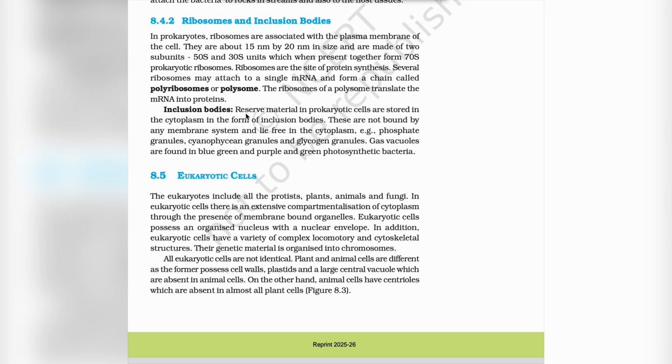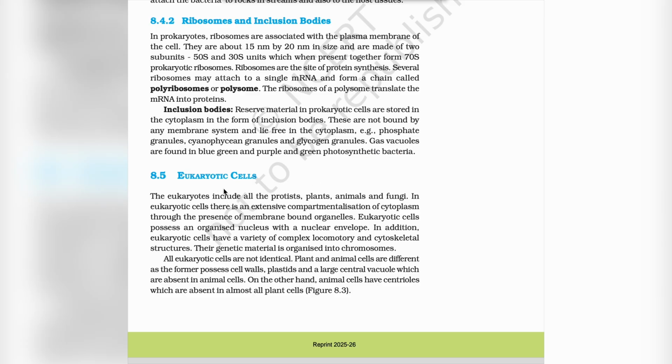Inclusion bodies. Reserve material in prokaryotic cells are stored in the cytoplasm in the form of inclusion bodies. These are not bound by any membrane system and lie free in the cytoplasm. For example, phosphate granules, cyanophycean granules and glycogen granules. Gas vacuoles are found in blue-green and purple and green photosynthetic bacteria.